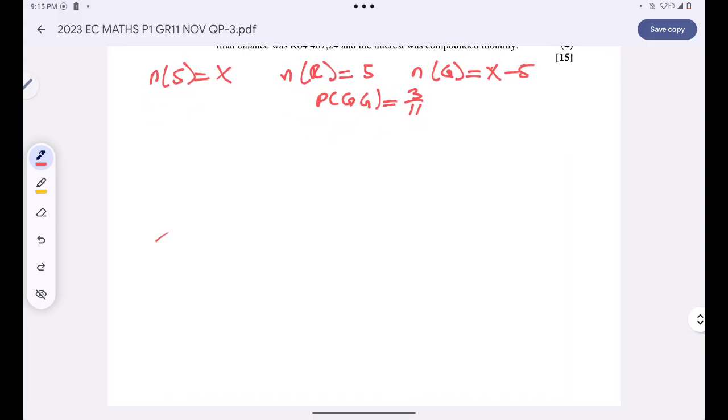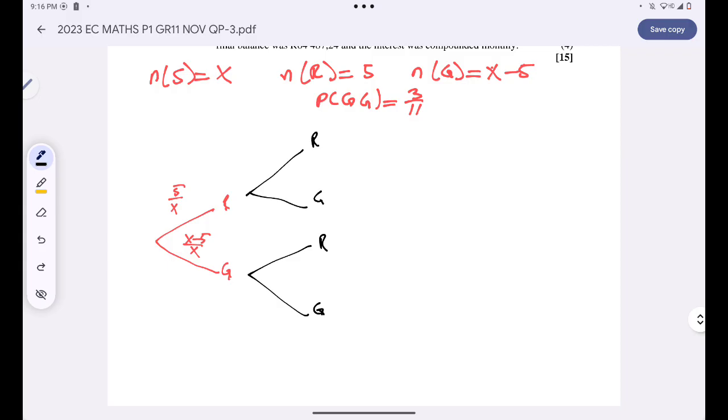Now, in a bag you can take a red ball or a green ball, and the probability of selecting a red ball is simply 5 all over X. The probability of selecting a green ball, you'll simply have X minus 5 divided by X. Then for the second pick, you can still choose a red ball or a green ball.